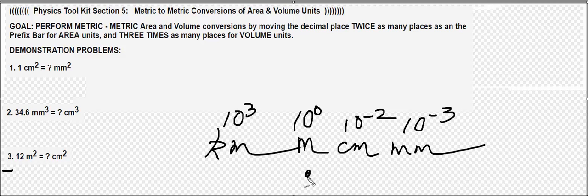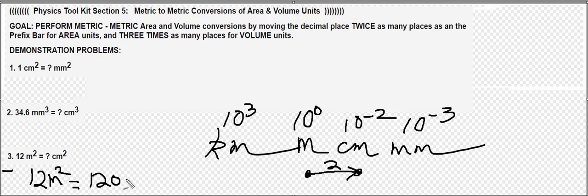Example 3: 12 square meters is how many square centimeters? So we locate meters on the prefix bar. We locate centimeters, and so we see we're going from left to right, big to small, so the decimal place goes right. It would be 2 places to the right, but we're dealing with square meters and not meters. Therefore, for 12 square meters, we move the decimal place 2 times 2, or 4 places to the right. So 12, right, 4 zeros: 1, 2, 3, and 4. 120,000 square centimeters.